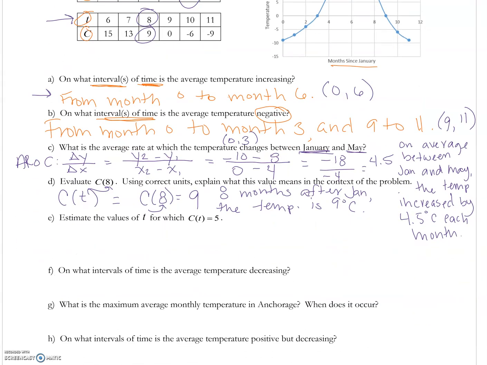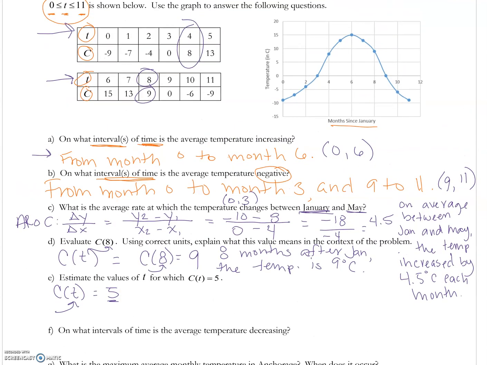Part E, estimate the values of t for which C of t equals 5. So if we use our same kind of thinking that we had in Part D, now I know that the temperature is 5 degrees, and I want to know at what month that happened. So I can look at this a couple of different ways. Let me erase some of my circles here. If I look at my table, I'm looking in the degrees Celsius for the number 5 degrees. And unfortunately, that does not happen on my table at all.